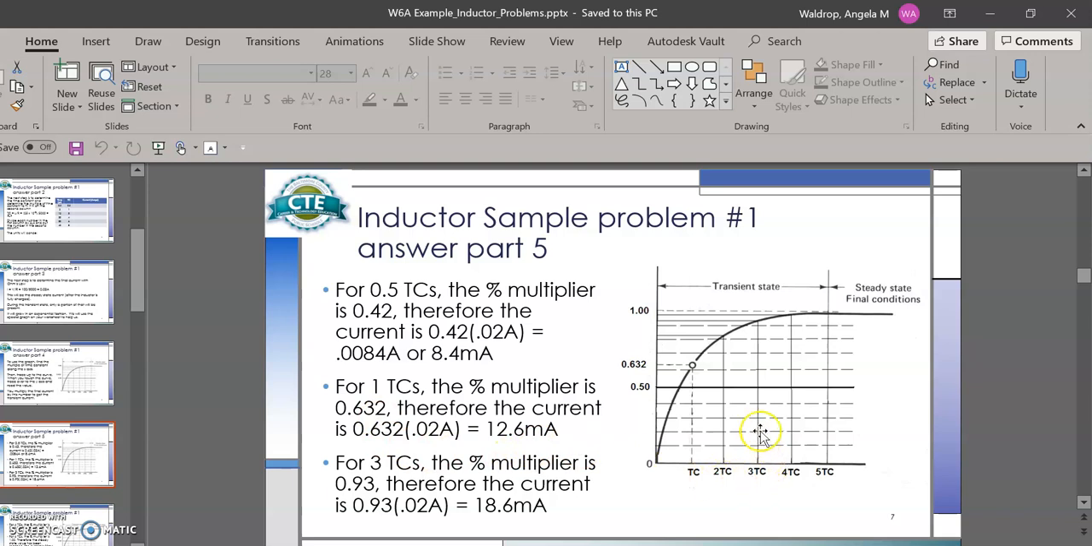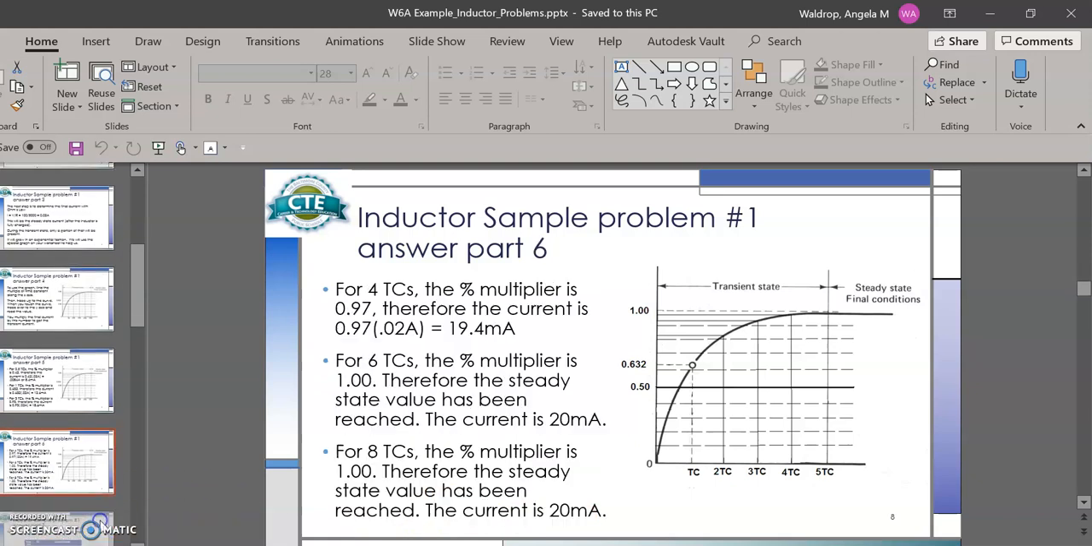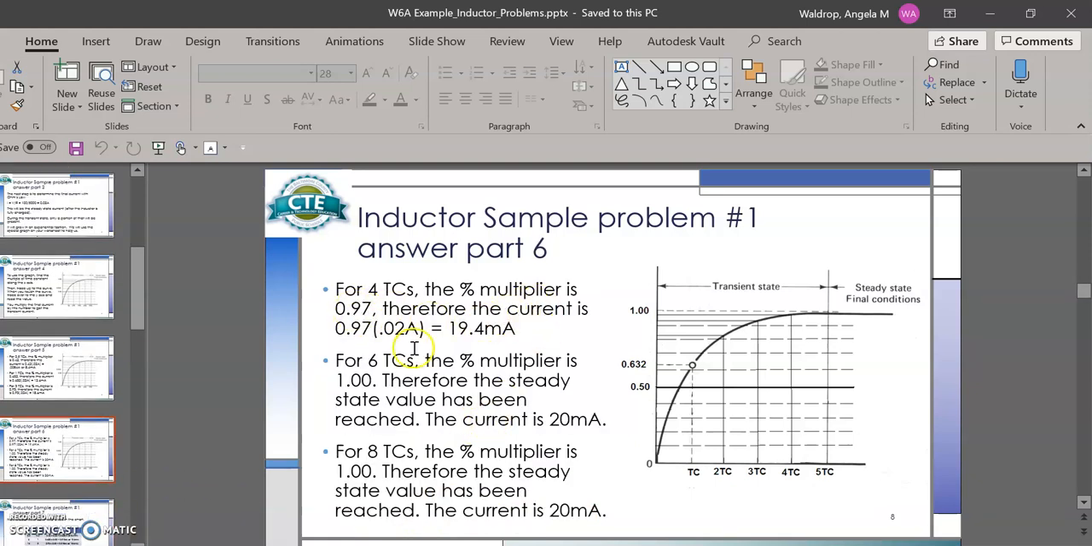For 3, we can trace up, okay, and we get about 0.93. So the current's going to be 0.93 times 0.02, 18.6 milliamps. And continuing on, for four time constants, we trace up, trace over to 0.97, and we get 19.4 milliamps.